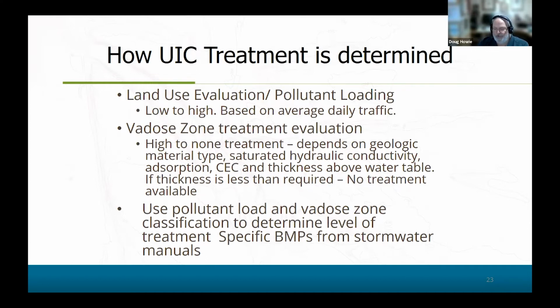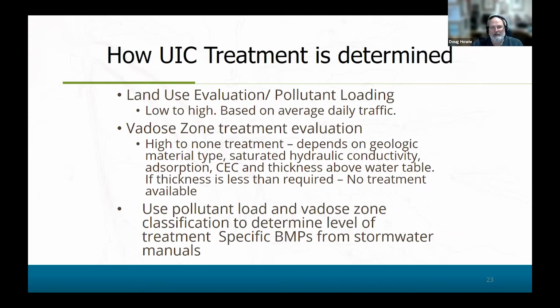I just went through the process to determine what level of treatment you need and what treatment devices you need to use if you're following the core elements, those two flowcharts I just went through. Now, if you're doing UIC, you're not discharging anything to the MS4 and you're following the UIC. Here's how you determine treatment, and you determine treatment through three matrices.